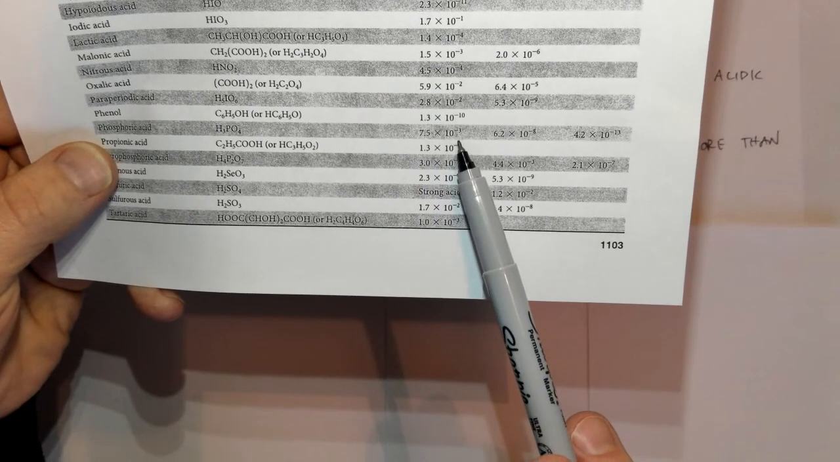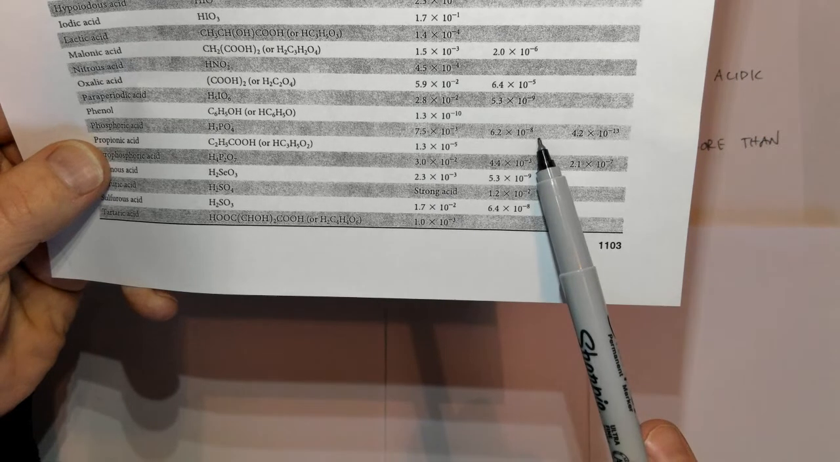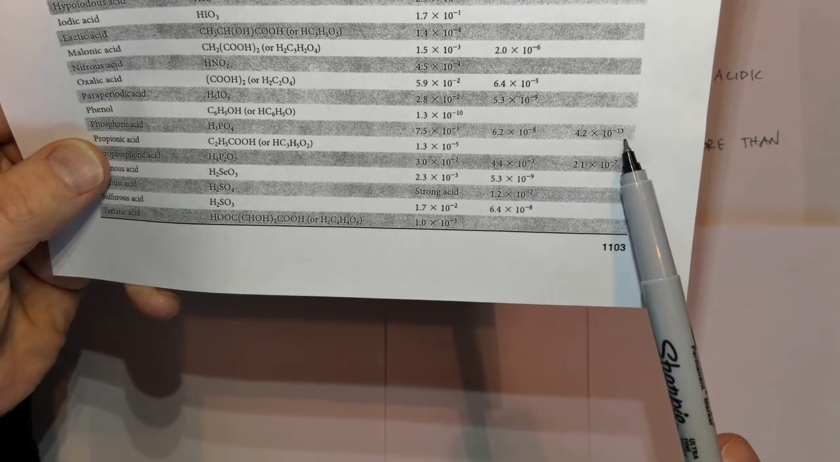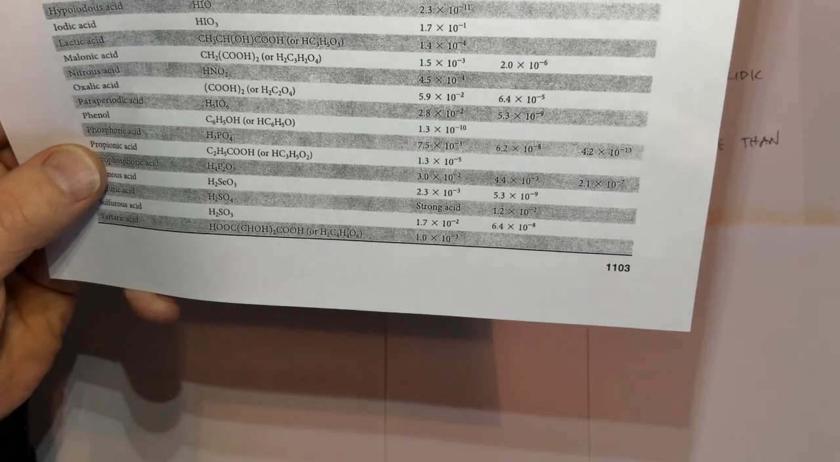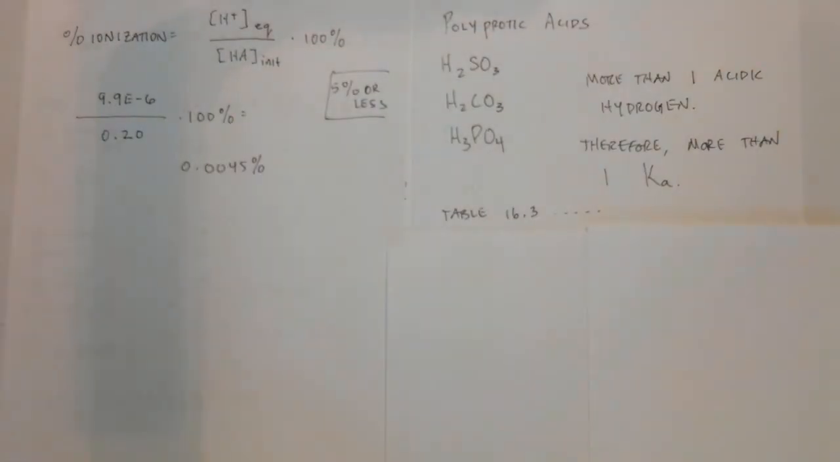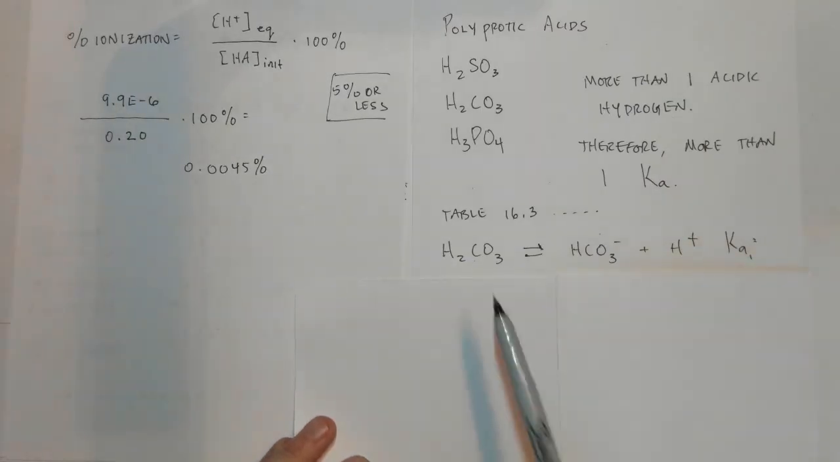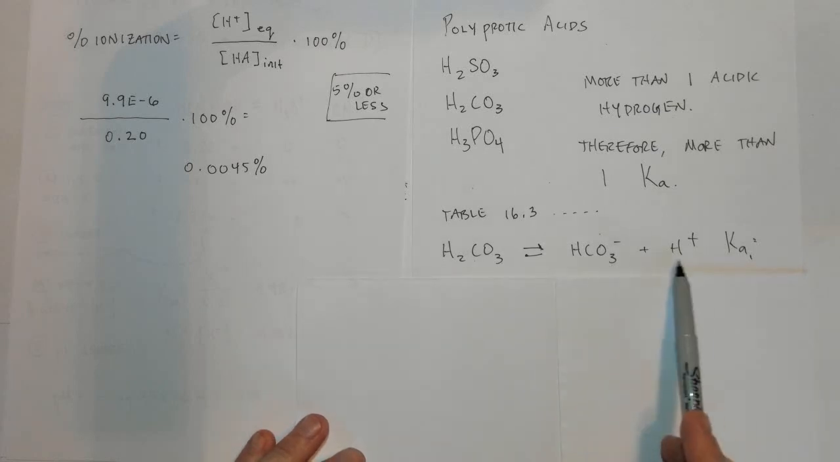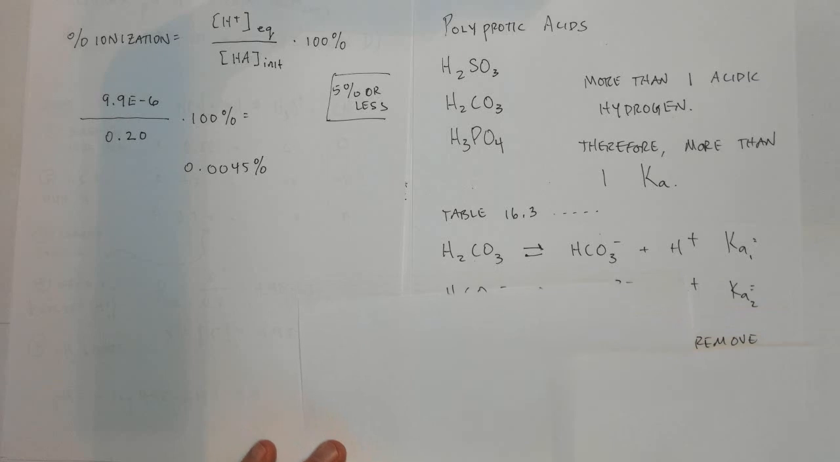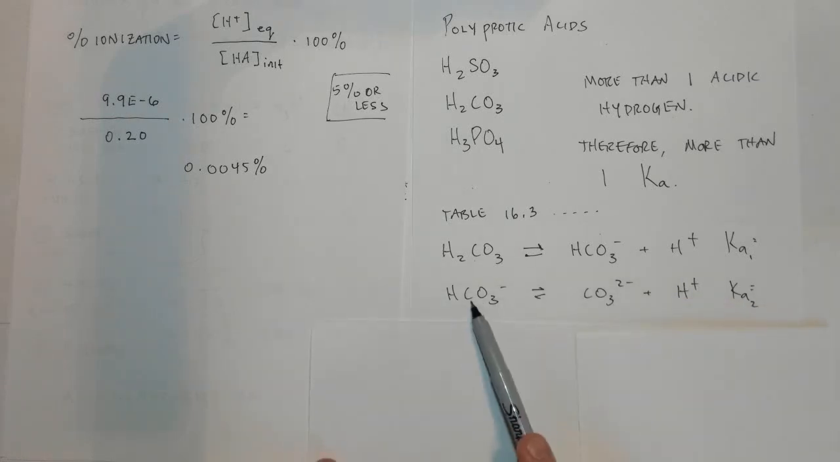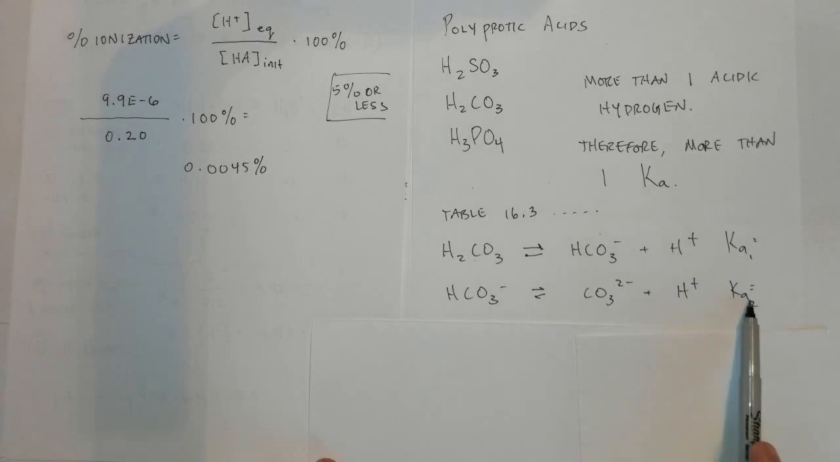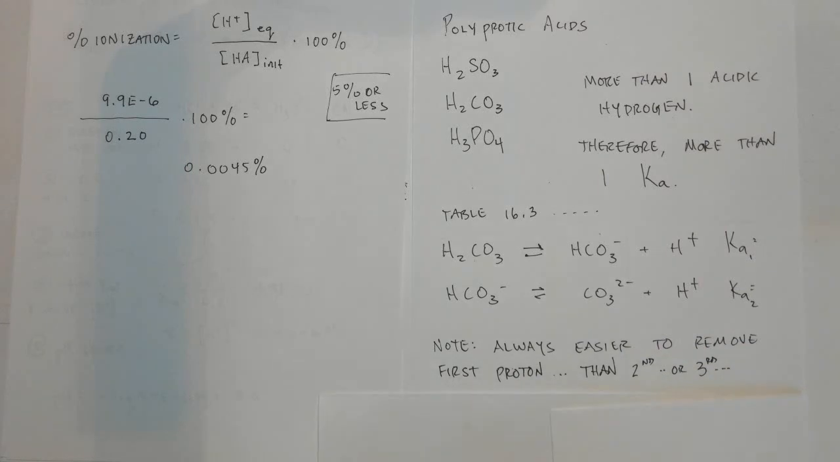As a matter of fact, take a look at phosphoric acid down here at the bottom. 10 to the negative third for the first ionization, 10 to the negative fourth for the second, and for the third it's 10 to the negative 13th. Super duper weak acid by the time you get way down here. These successive ionizations allow something to have more than one Ka. So H2CO3 would give you HCO3 minus and H plus for a Ka1, and then it would dissociate again and give you CO3 2 minus and H plus and have a Ka2. As we look them up in Appendix D, they get smaller as they go. It's always easier to remove the first proton than the second or the third.